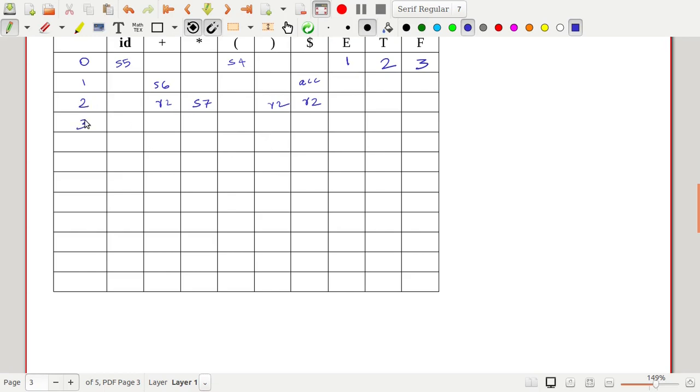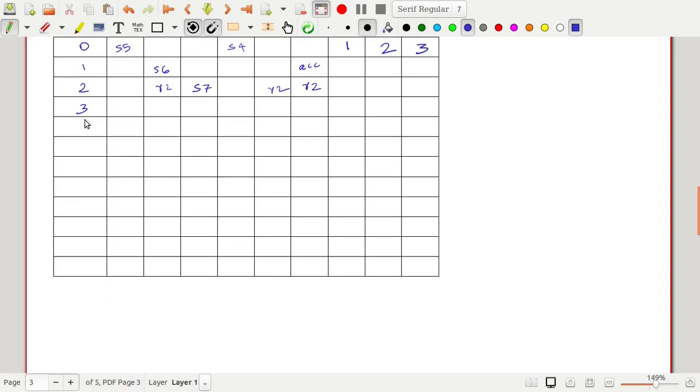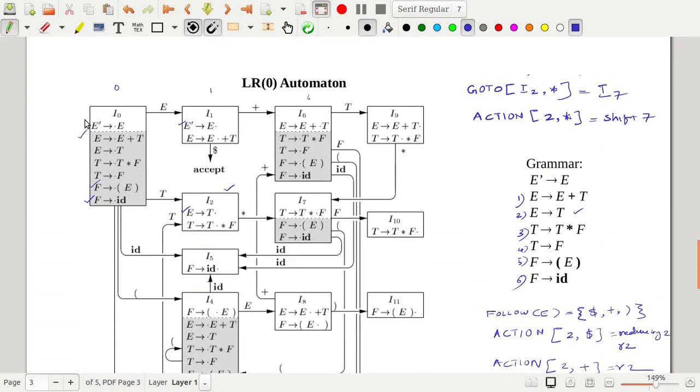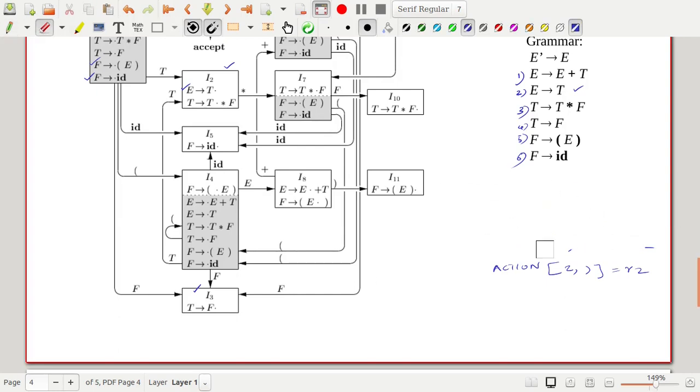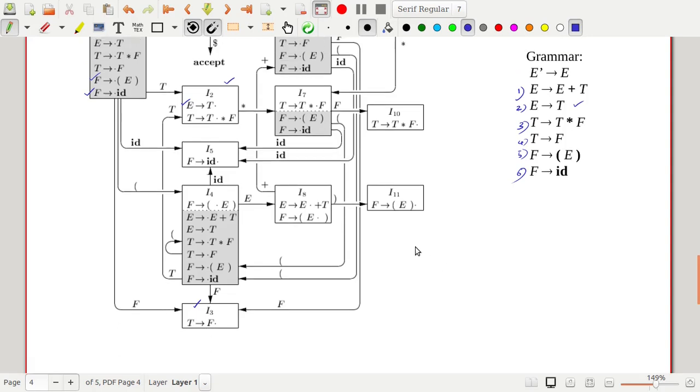This corresponds to the item set I3. Okay, I3 is where? I3 is this one. In the case of I3 there is only a single item, this one, single item, that is T gives F dot, and this corresponds to our step this one itself.